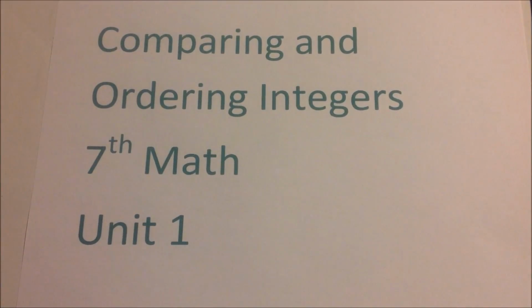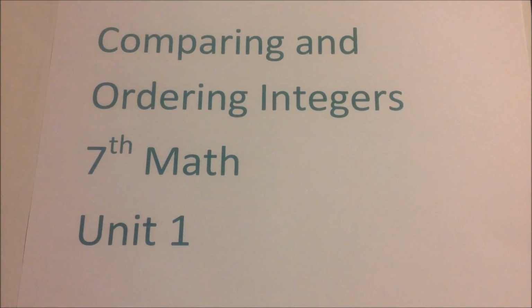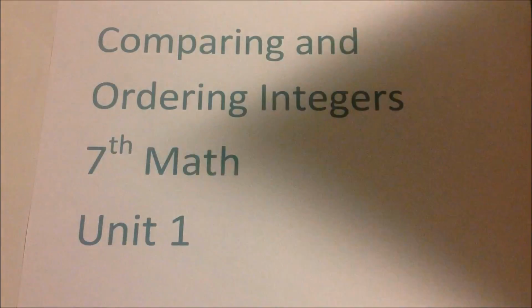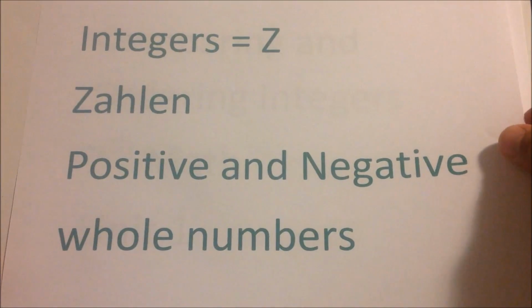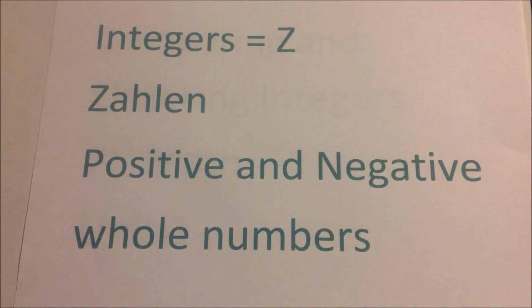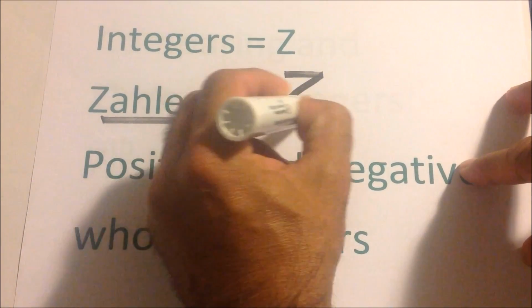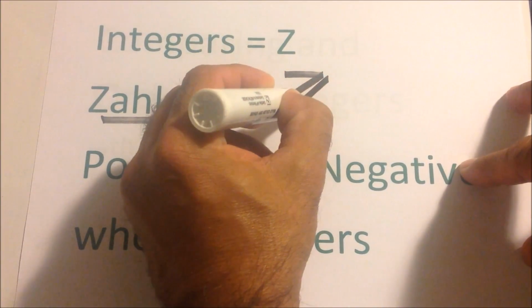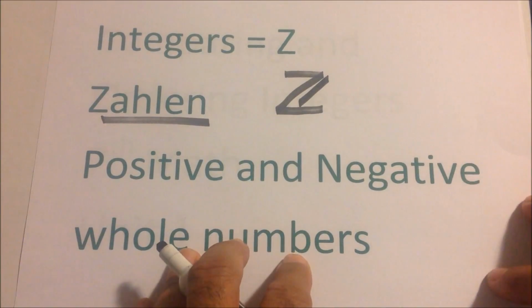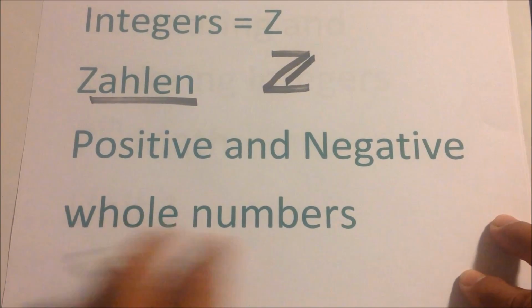Okay, here's a video on comparing and ordering integers. We know what integers are: any number that's not a fraction or a decimal. And we have this symbol Z for integers, from the German word Zahlen, meaning number. So actually it looks something like this, has something like a line there. So that's the integer symbol. And we know integers are positive and negative whole numbers.